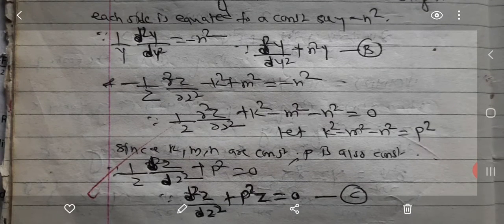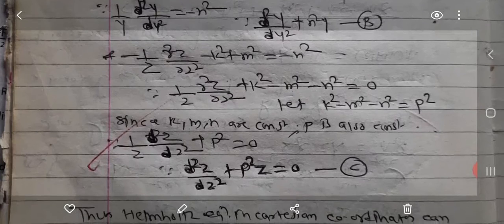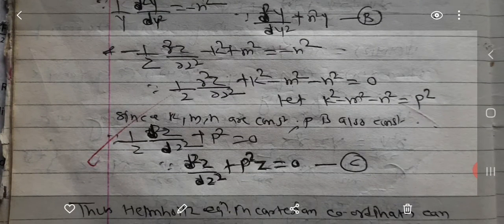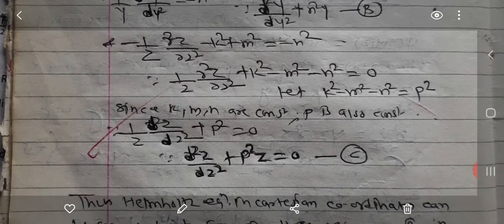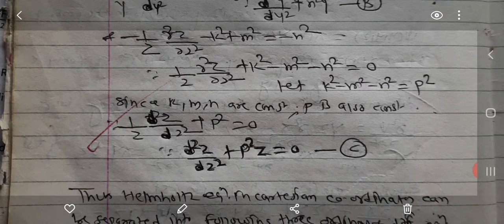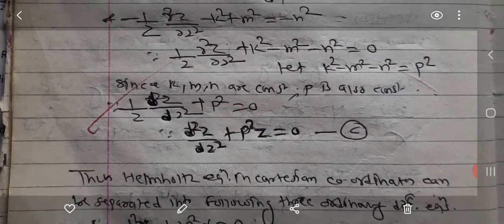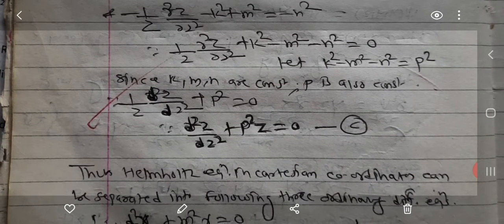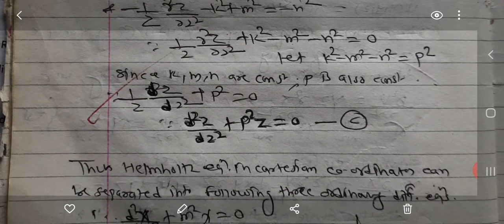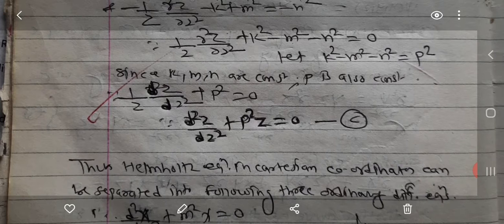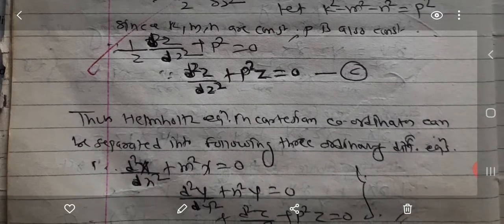Here k square, m square, n square are constant terms, and together they are also another constant, say p square. Now let k square minus m square minus n square equal p square. Since k, m, n are constant, p is also constant, and therefore this equation can be written in ordinary differential equation form as 1 upon Z d²Z/dz² plus p square is equal to 0, or d²Z/dz² plus p square Z equal to 0. Denote this as C.